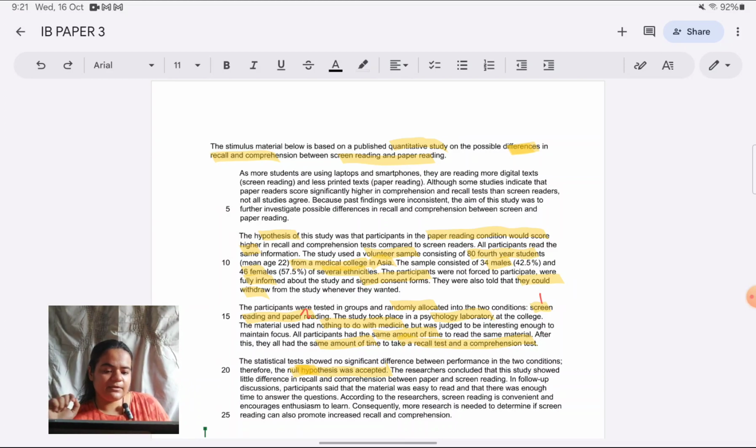The researchers concluded that this study showed little difference in recall and comprehension between paper and screen reading. So we know the researchers wanted to answer the question of which one is better, but they haven't been able to find an answer. In follow up discussions, participants said the material was easy to read and there was enough time to read the questions. According to the researchers, screen reading is convenient and encourages enthusiasm to learn. Consequently, more research is needed to determine if screen reading can also promote increased recall and comprehension.